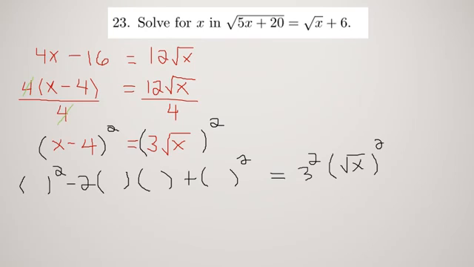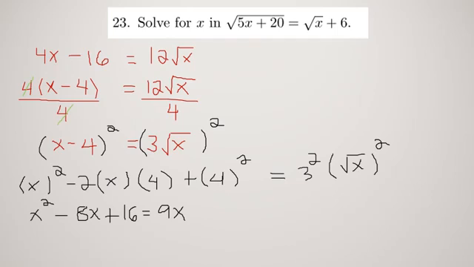Diba? So, let's fill that up, yung mga space. So, filled up na siya. So, x squared is, okay, x squared minus 2 times x negative is 2x times 4 is 8x. Plus 4 squared is 16. And then 3 squared is 9. The square root of x squared is x lang.